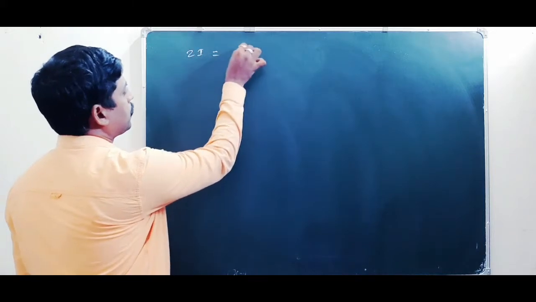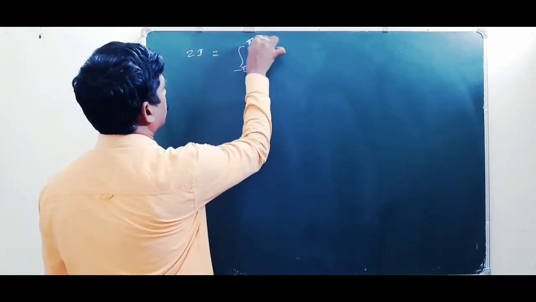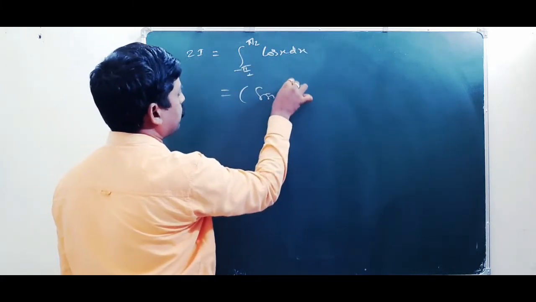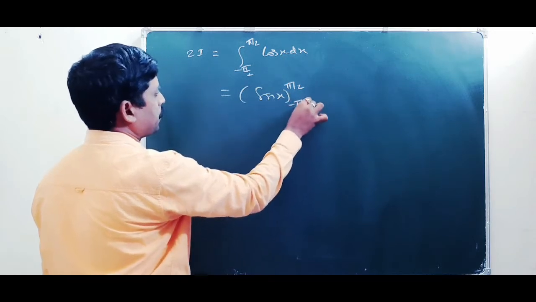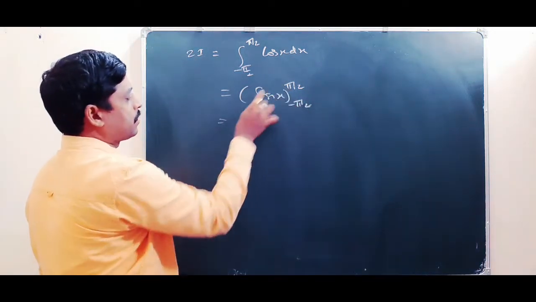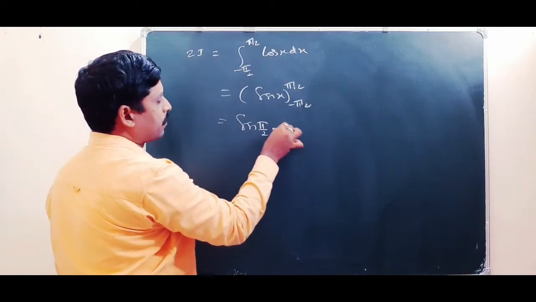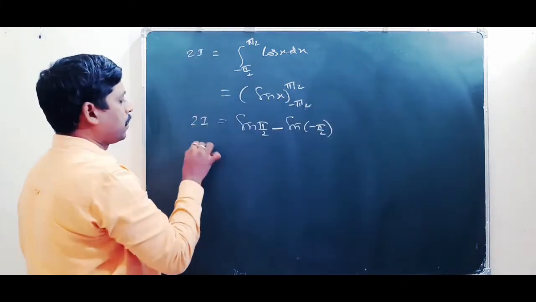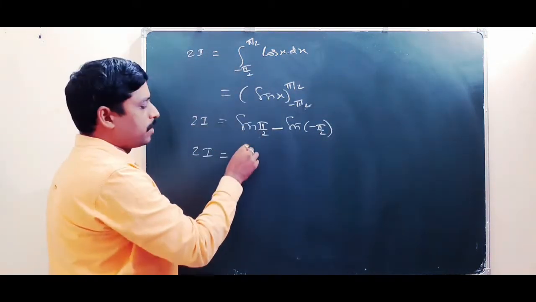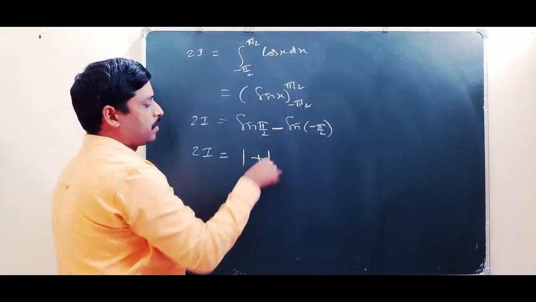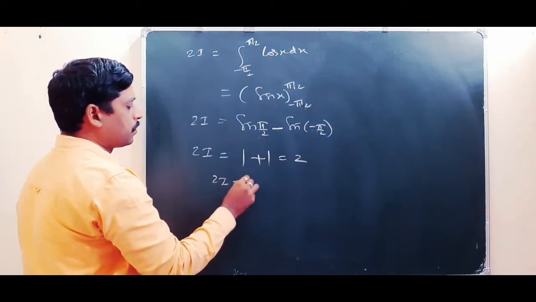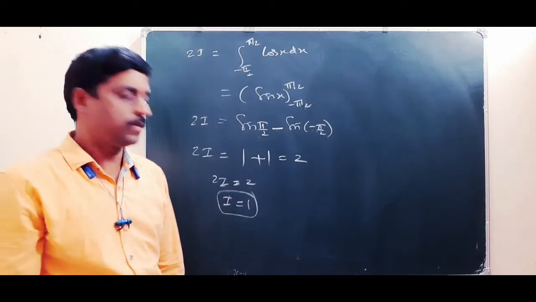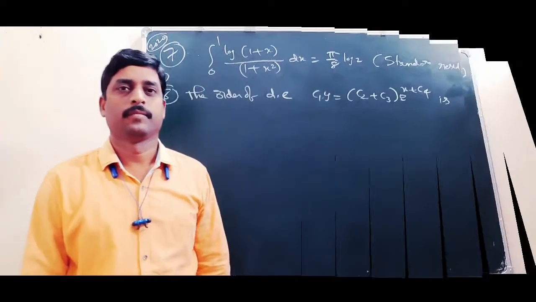So 2I is equal to, the integration of sin x, with limits from minus pi by 2 to pi by 2. Okay, write the expression: upper limit sin pi by 2 minus sin of minus pi by 2. So 2I is equal to sin 90, value 1, minus into minus, plus sin 90, value 1. So 2I is equal to 2. Therefore I is equal to 1. So I is equal to 1 means statement answer 1, correct answer.